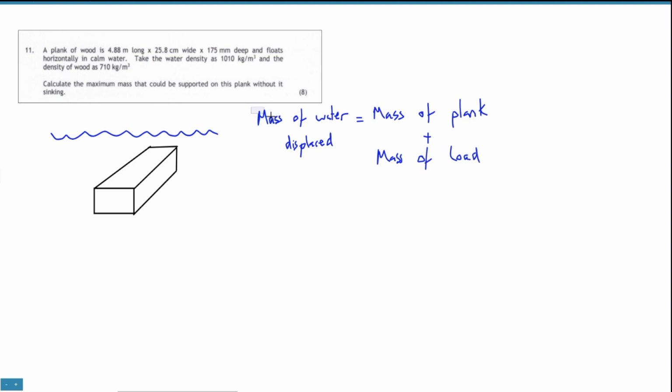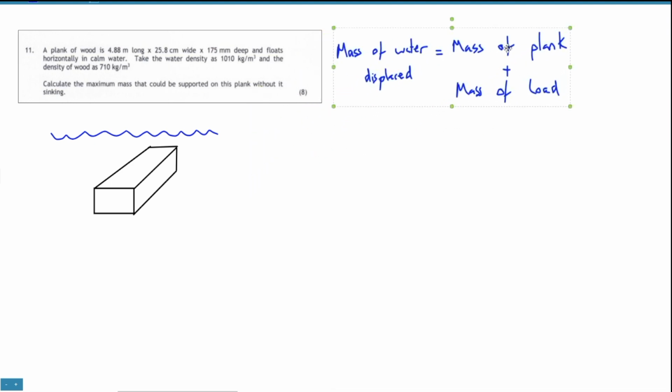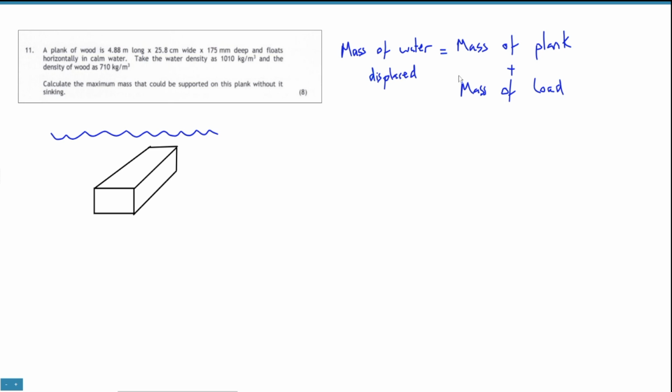Okay, this is really the underlying physical principle of that, so I'll pop it up there. I'm going to write that to my examiner, so my examiner knows what I'm doing and what I'm basing this off, not just doing random calculations. So first of all, I've got to work out the volume of the plank. Let's write that down as a subtitle: volume of plank.